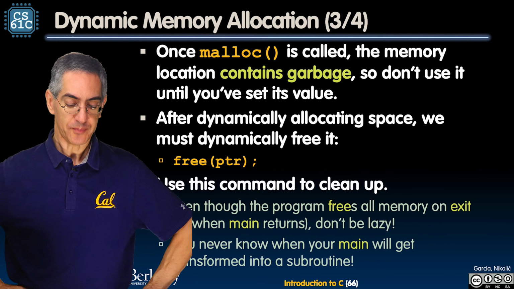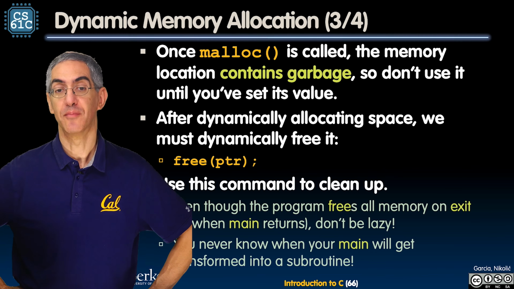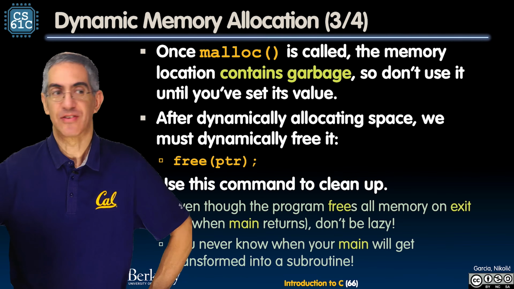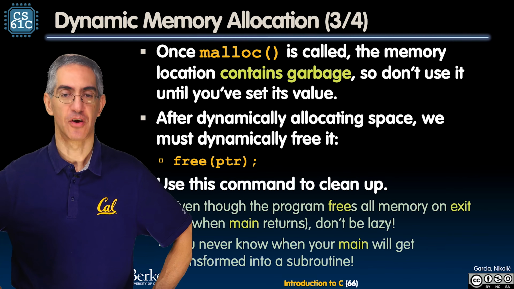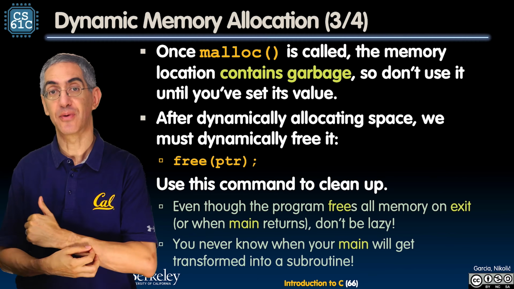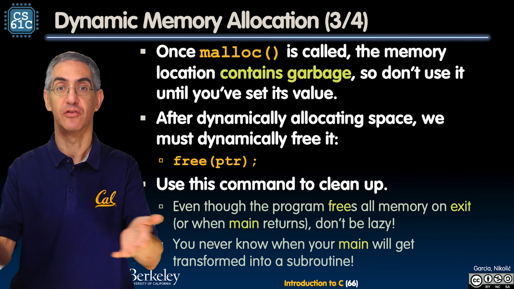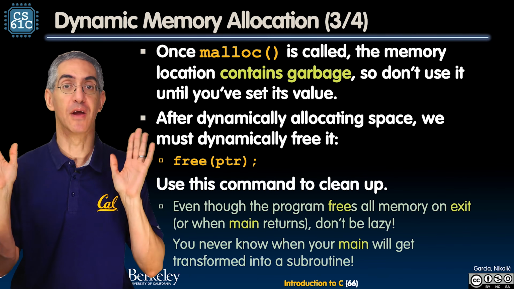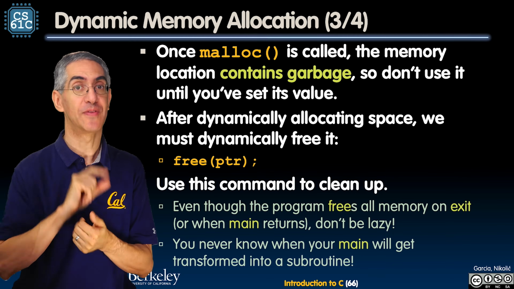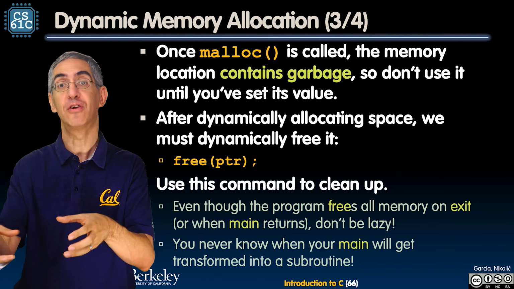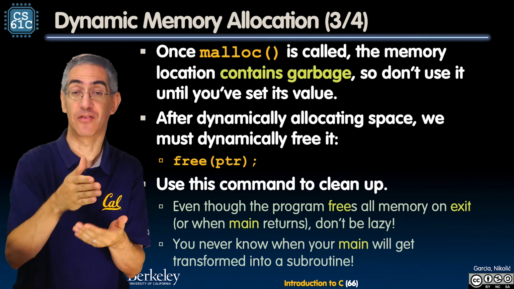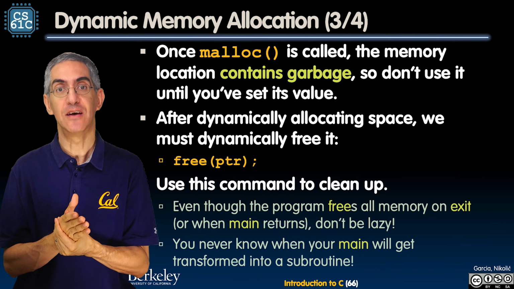So once malloc is called, the memory location contains garbage. You know this, right? You know that we never initialize things. We never reset things. C is too fast. So that's going to be an uninitialized set of, if it's 3 integers, 3 garbage integers, just 12 bytes of nothing. Who knows what they are? The key is, when you're done with that space, whatever that malloc returned, that's a pointer to the beginning of that space. You eventually need to free it.